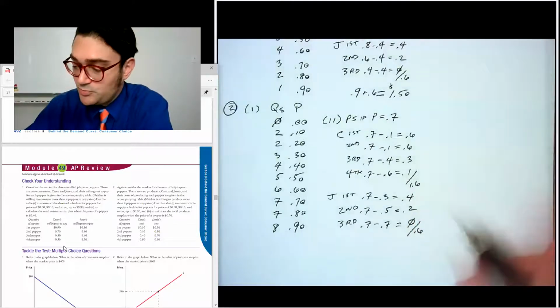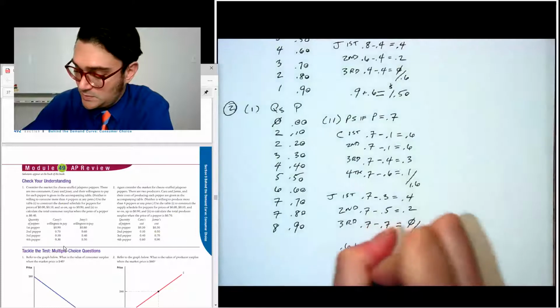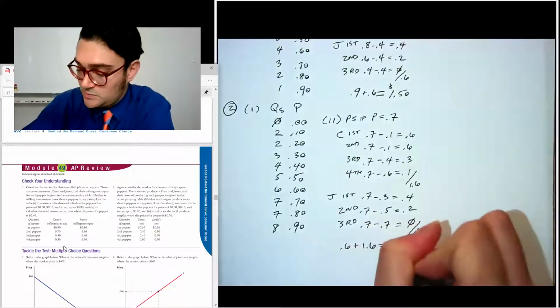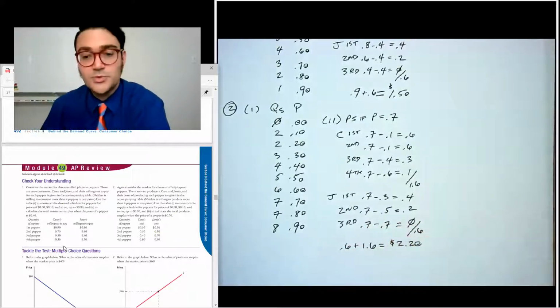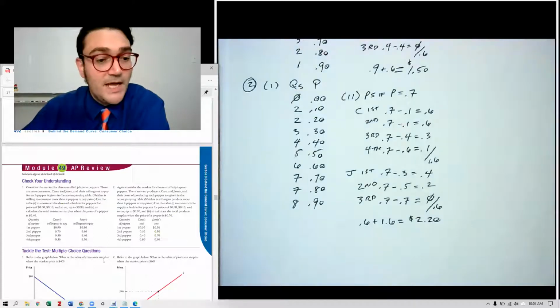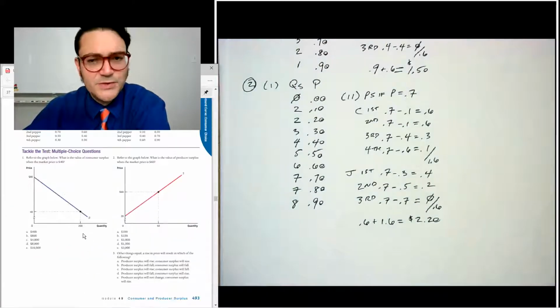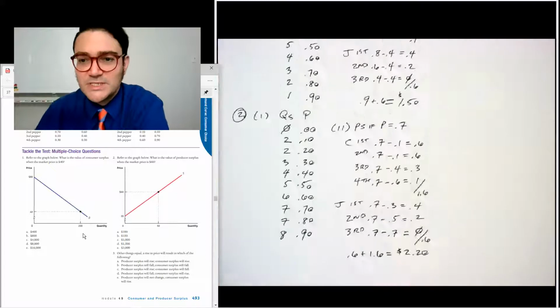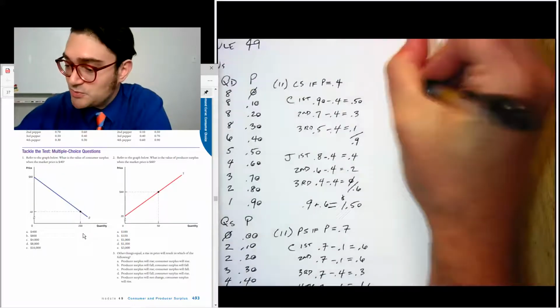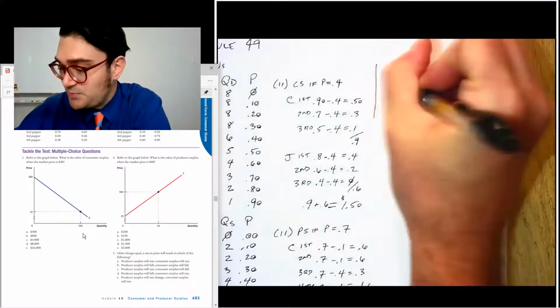0.6 plus 1.6 is $2.20 of producer surplus. Okay, now let's take a look at these multiple choice questions. Hopefully there's a little bit less numbers. Oh my goodness, that was a lot. I'm going to go ahead and do the multiple choice up here just so that we have some space.